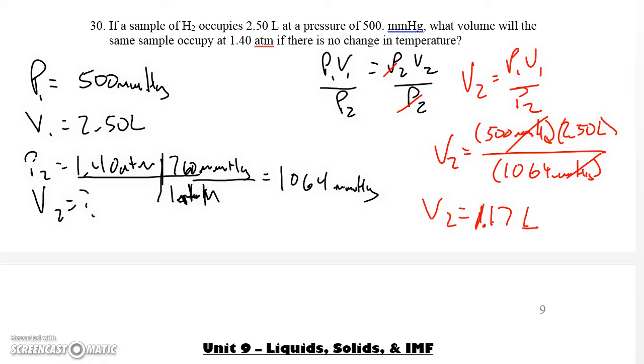We should always make a mental note that it makes sense. Our pressure went up, more than doubled, and we know pressure and volume are inversely related, so my volume should at least more than halve, and 1.17 is less than half of 2.5. So that's how we do 30.